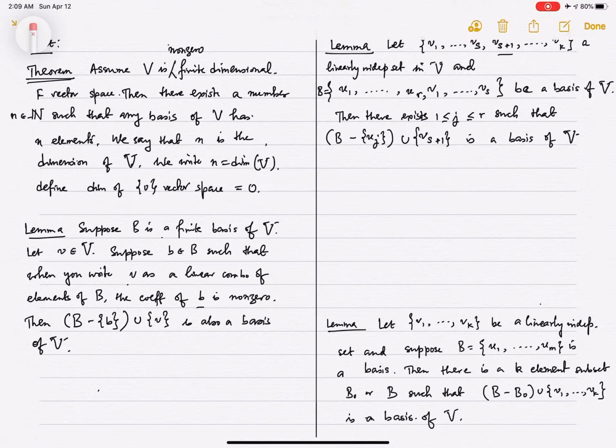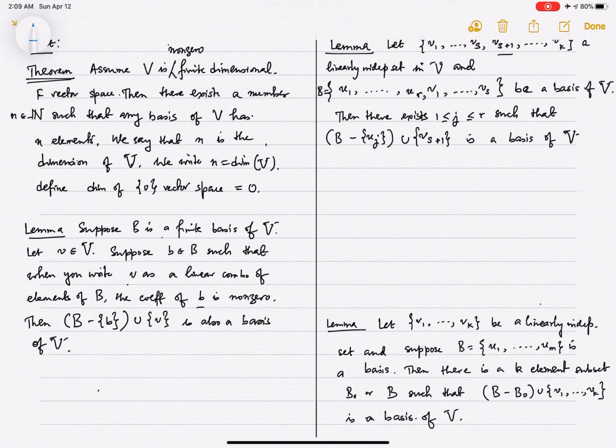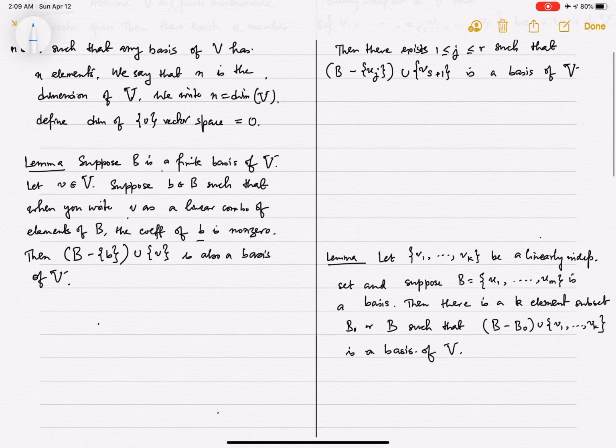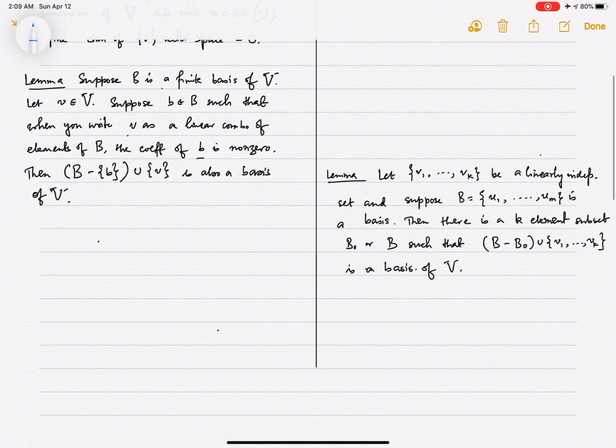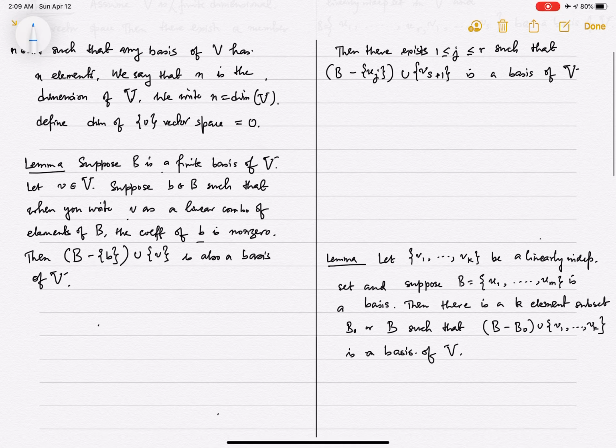So I want to sketch a proof of this theorem: given any non-zero finite dimensional vector space, any two bases of this vector space have the same number of elements, and this number n will then be called the dimension of the vector space. The main work needed, we'll do in three lemmas. We have written them down. Let's take them one at a time.